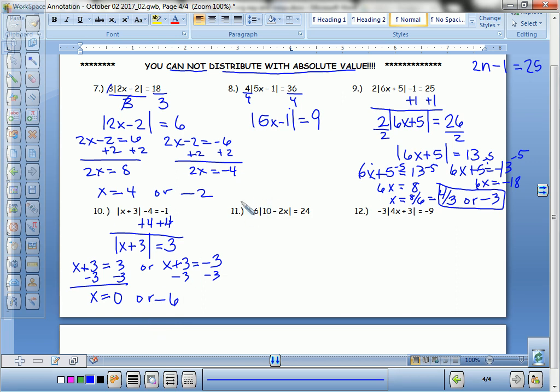All right, on number 11, to isolate it on number 11, what do we have to do? Divide by what? Negative 6. When I divide by negative 6, I am left with 10 minus 2x, the absolute value of that, is equal to negative 4. Do I need to do any work? No. This is not a possibility. There is no solution. There is no way to make an absolute value equal a negative number.